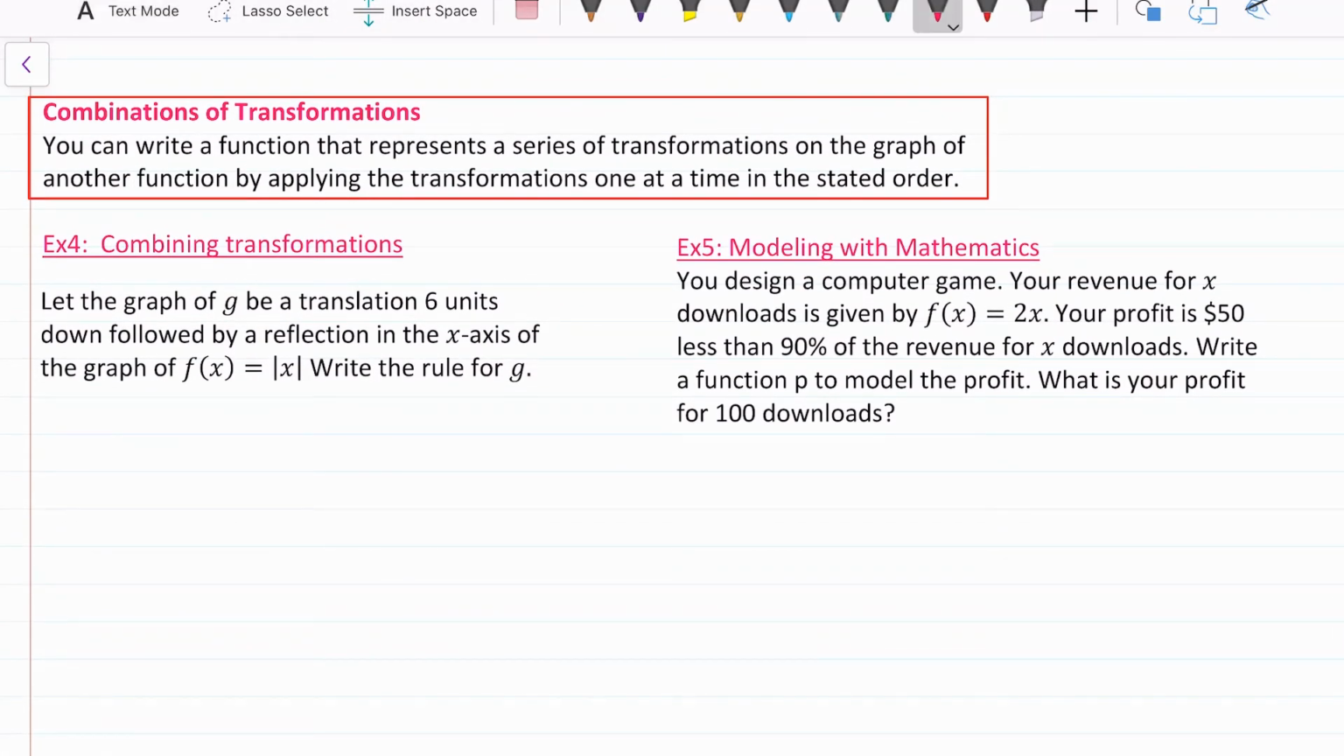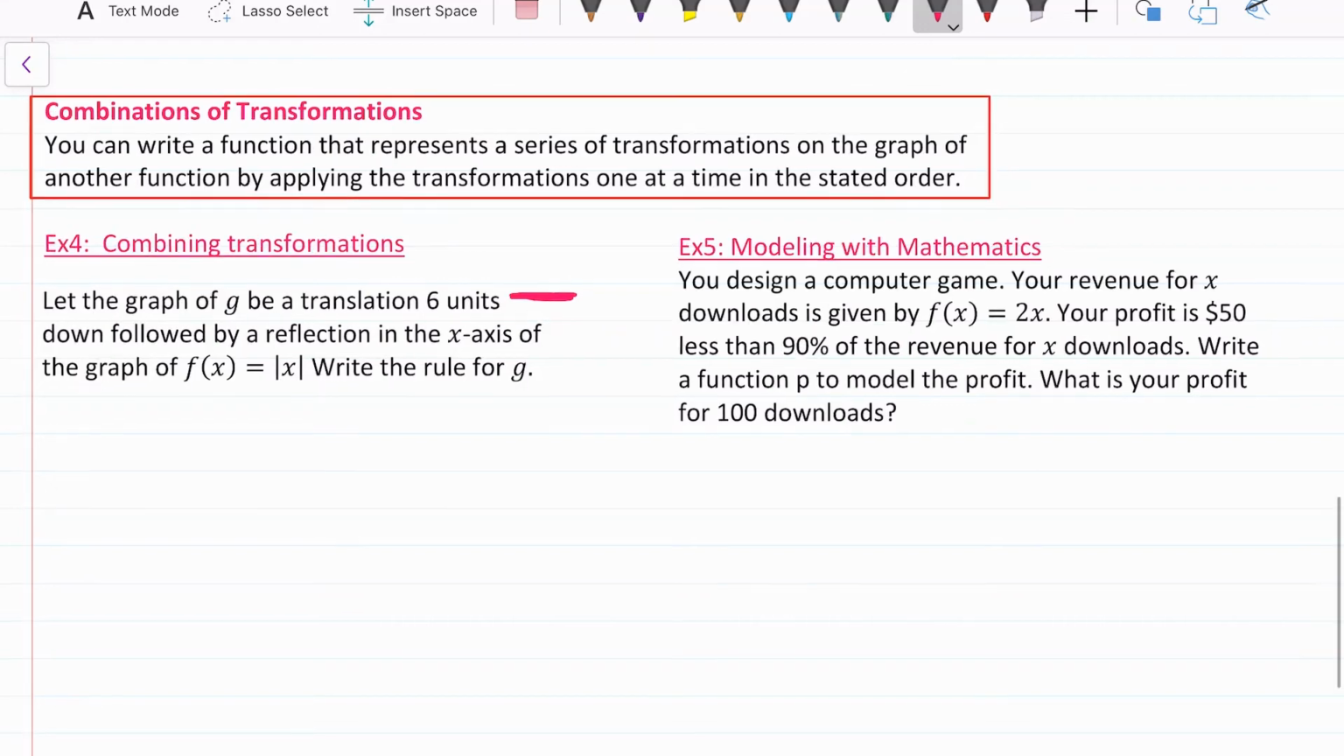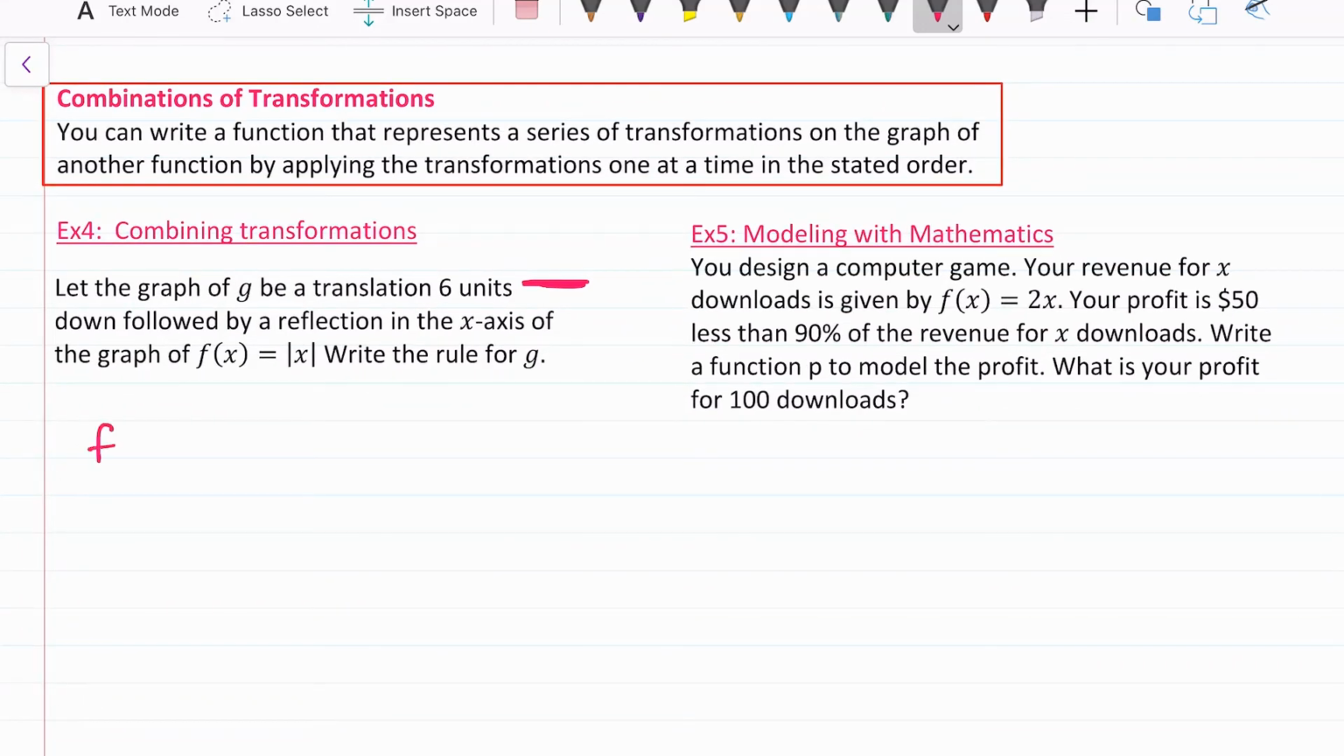For number 4, we are going to be using combinations. So we're going to be using different types of transformations in one question. So what we have is, it says let the graph of g be a translation, I'm reading here, of 6 units down followed by a reflection in the x-axis of the graph of f of x. I'm going to rewrite the original graph that's given.